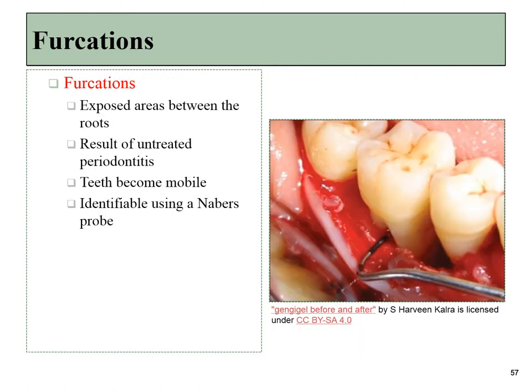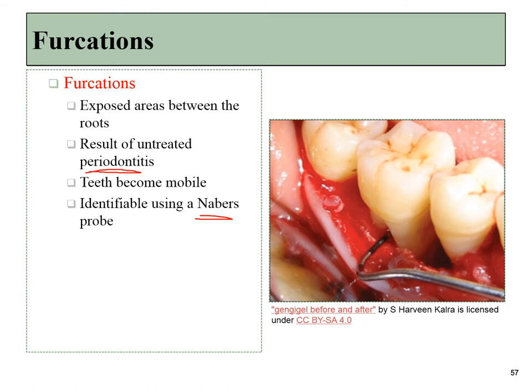Next up is a furcation, which can occur when there is significant recession of the gingiva, exposing the roots of the teeth. This can be identified with a special type of probe called a Nabers probe. And this is a problem because when the roots are not embedded firmly within underlying bone tissue, the teeth can become more mobile and even lost.